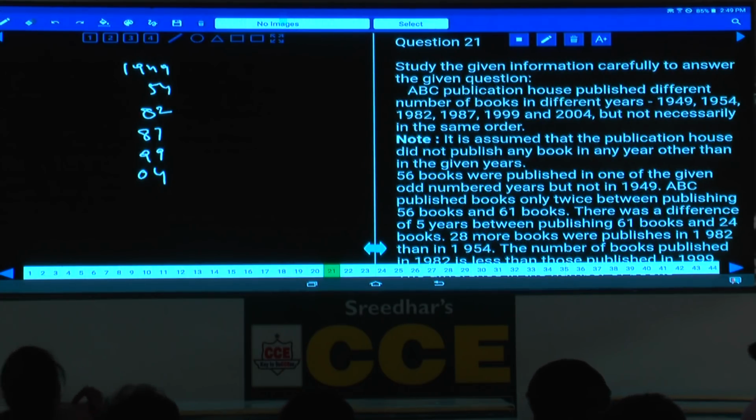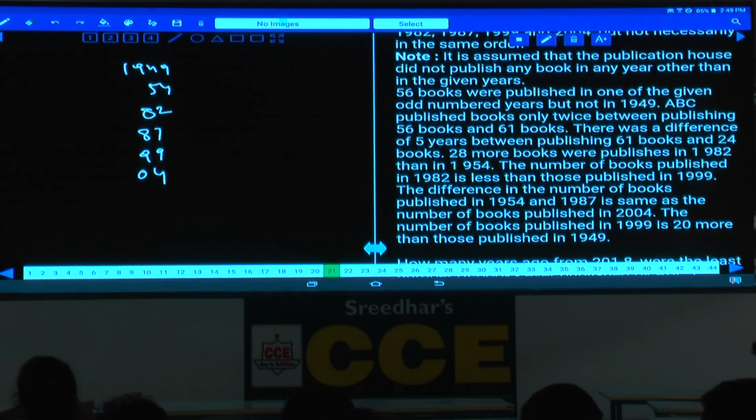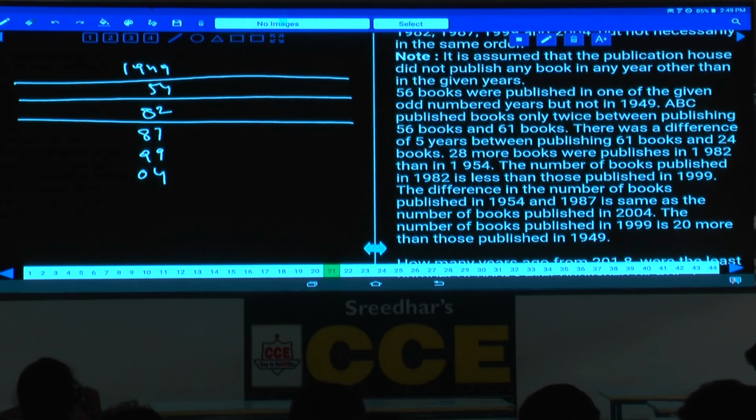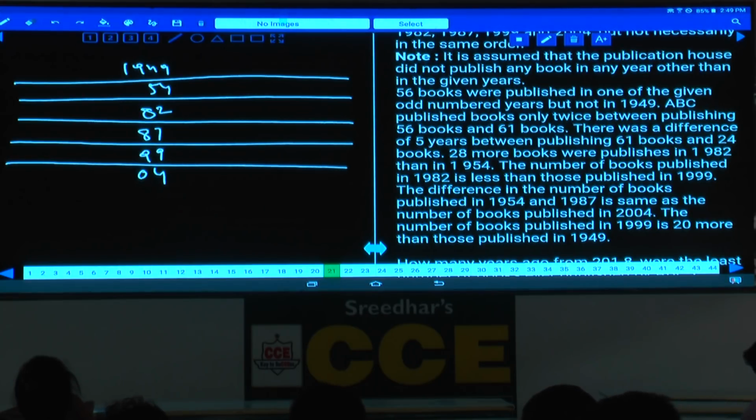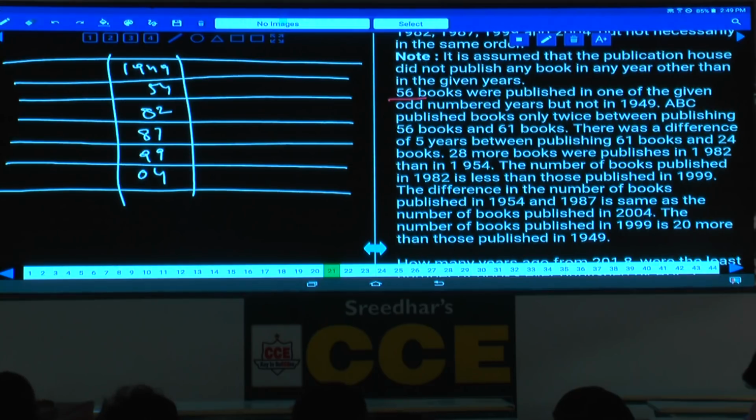And 56 books were published in one of the given odd number years, but not in 1949, isn't it? Now tell me how many years are there? 6 years. Among these 6 years, how many odd number years are there? 1949 is one, 87 is the other, and 99. Hence in total we have 3 odd numbers. Among these, 56 books were published in one of the odd number years, but not in 1949. 1949 is ruled out. Now we are left with only 2 possibilities. What are those 2 possibilities? 56 can be in 87 or 56 can be in the year 99, isn't it? Hence we have 2 possibilities.